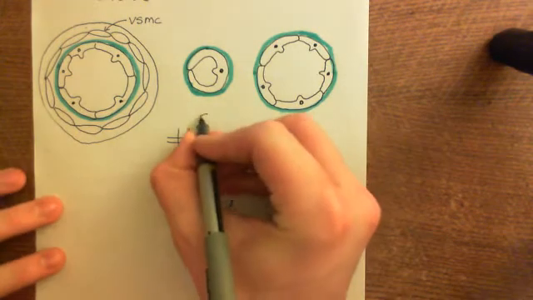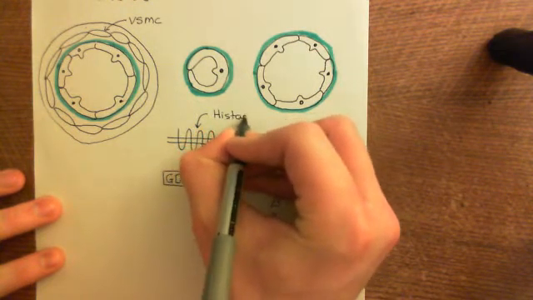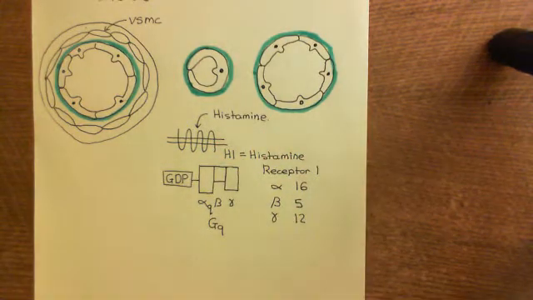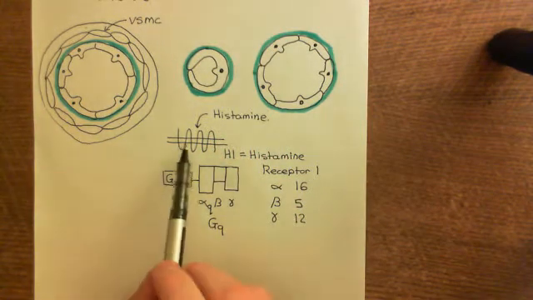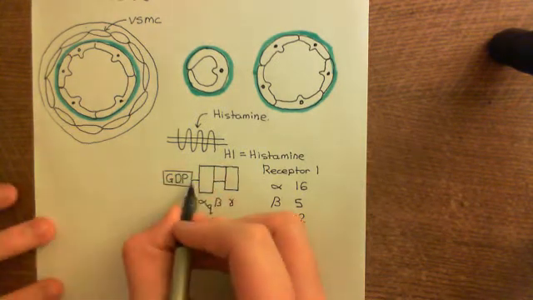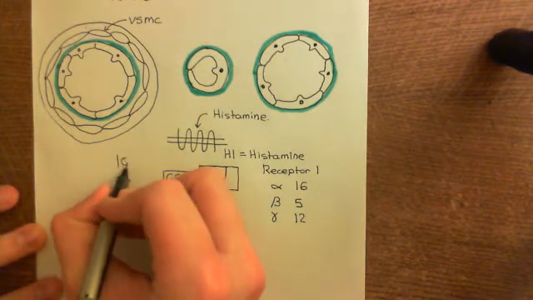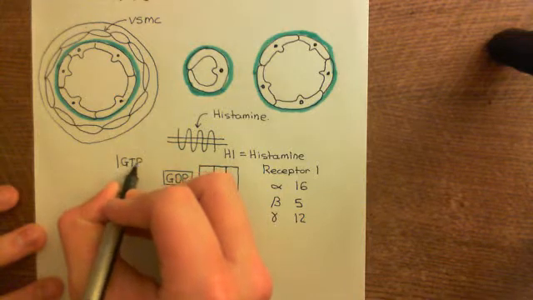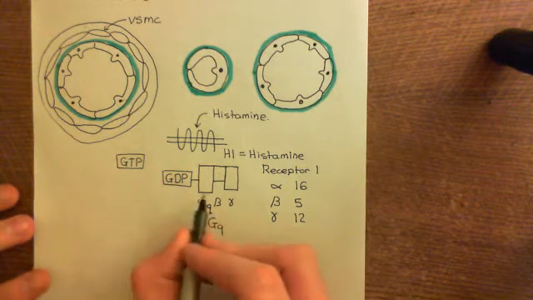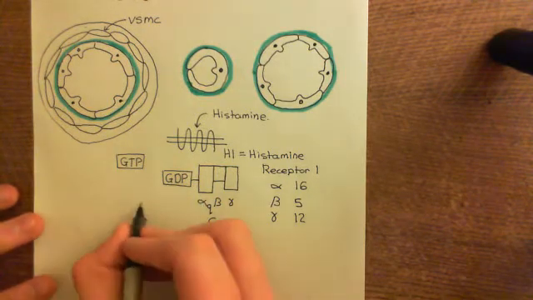However, when histamine comes in from our mast cells and binds to the H1 receptor here, the H1 receptor will then become active, and what it's going to do is chop off this guanosine diphosphate from this alpha q subunit. It's going to grab a guanosine triphosphate from the cytoplasm of the cell. So here is just a wandering guanosine triphosphate. It's going to stick that guanosine triphosphate onto the alpha q subunit.